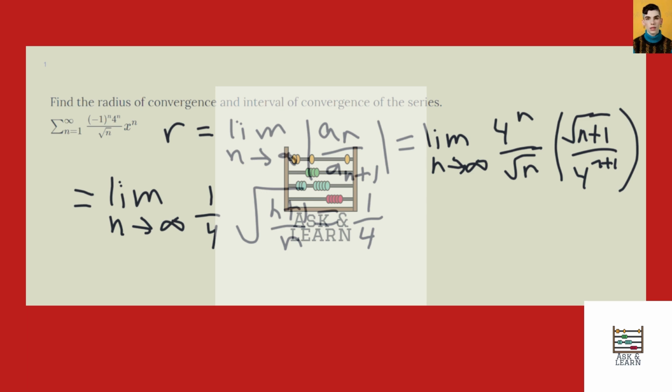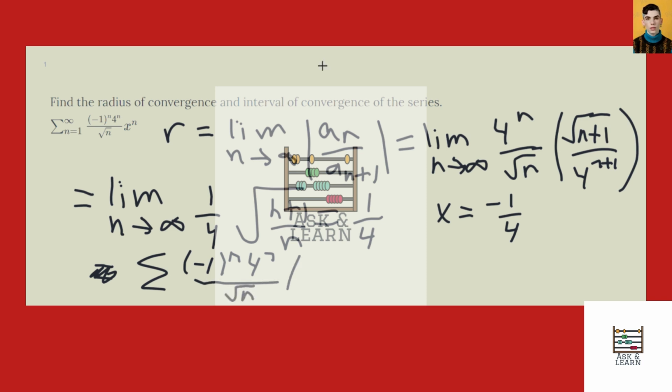For the interval of convergence, we just need to figure out whether or not we get convergence at 1/4 and whether or not we get convergence at -1/4. Okay, so when x is -1/4, if you plug -1/4 into here, what you're going to end up getting is the sum from n equals 1 to infinity of (-1)^n 4^n over the square root of n, and then times (-1/4)^n.